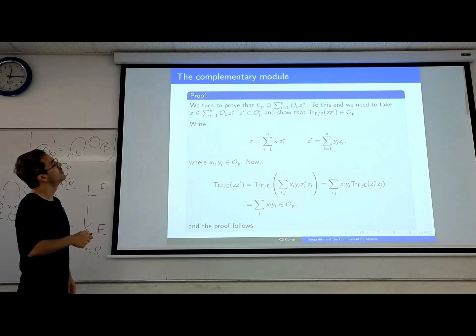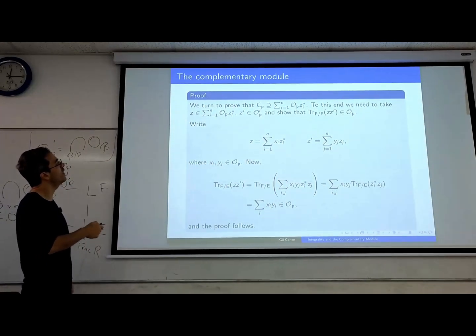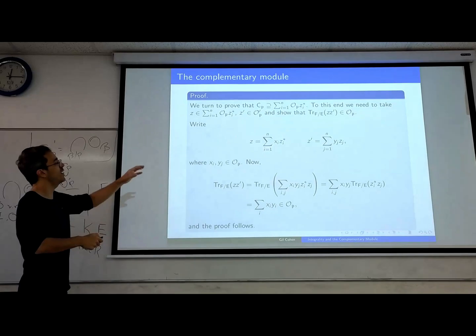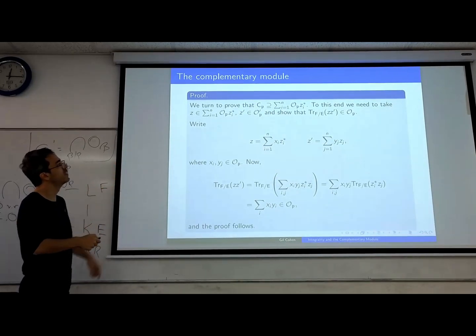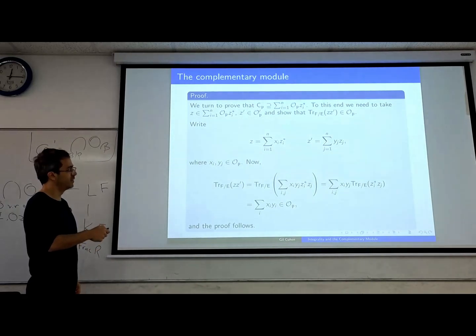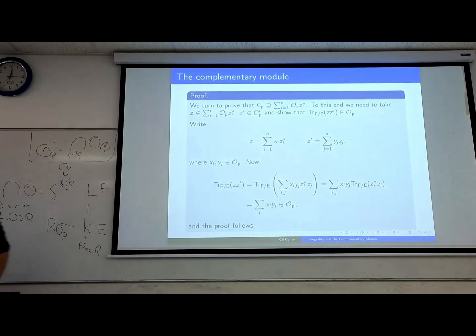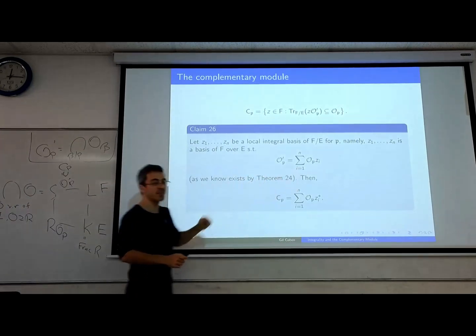Okay. So let's see. Z is an element here. This is the candidate, right? It's a member here, so I can write it as the sum of xi zi star, where the xi's are in OP. Z prime is an element in O prime P. And if you remember, the assumption was that O prime P is also a sum like that.